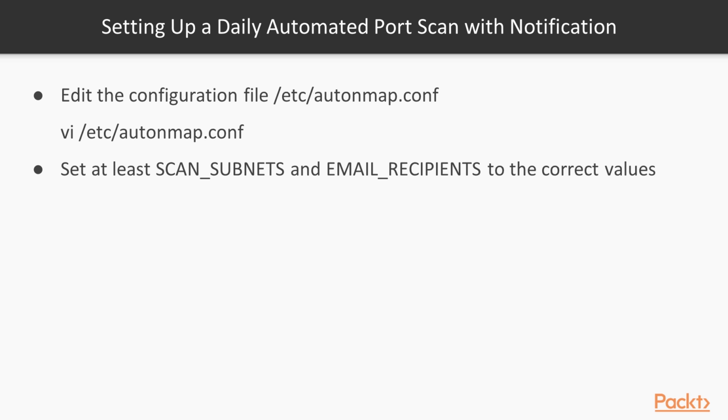This slide shows you once again what you need to configure in the auto-nmap config file in the etc directory. You only have to set the scan subnets and email recipients items. And that's all you have to do.